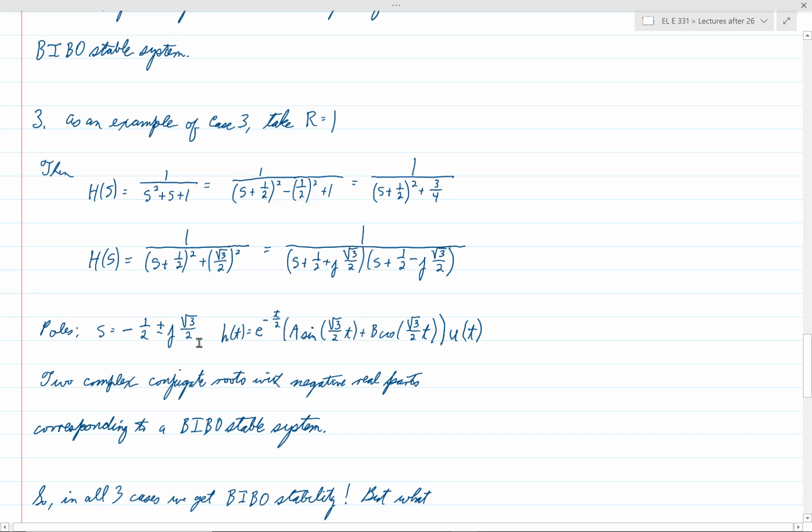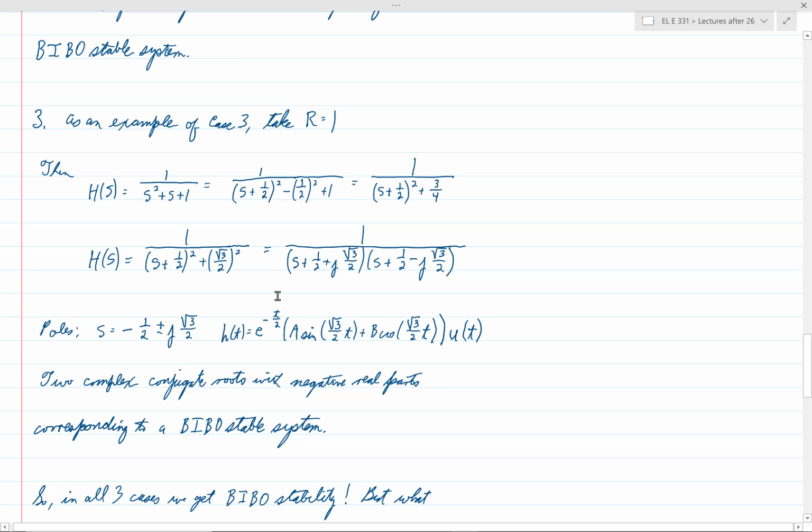And you might remember that this form corresponds to h(t) = e^(-t/2) times (a sine(square root of 3 over 2 t) plus b cosine(square root of 3 over 2 t)) u(t). I'm not going to worry about finding a and b because that's not important. I just want you to see the general form here.